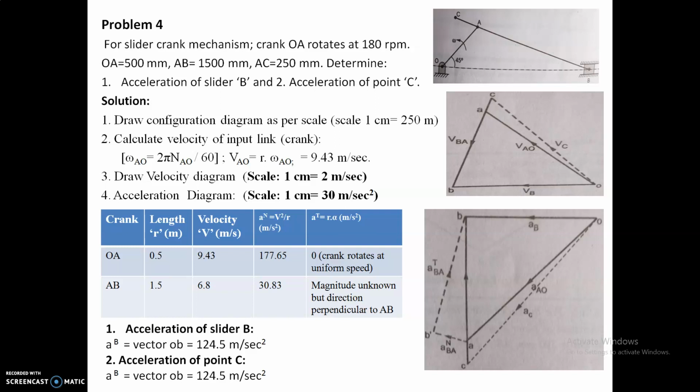So for link AB, there are two components: one is normal and another is tangential. The normal component is always towards the center of rotation. Assuming B is sliding and A is the fixed one, the direction is towards A, that is towards the center of rotation. So it is parallel to link AB. Acceleration is always parallel to the link. So for AB, you take the normal component parallel to link capital AB given in the space diagram.